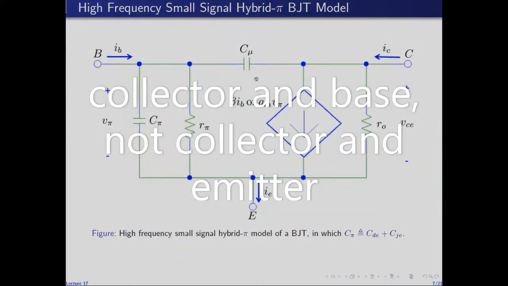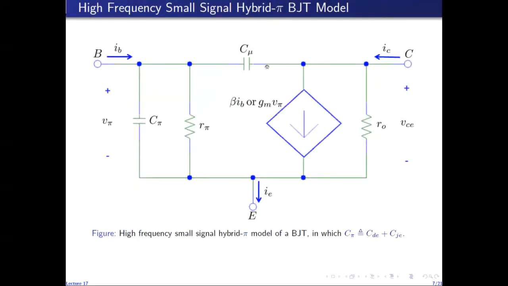So at low frequencies, at frequencies in the mid-band range or in the low frequency range, the base and collector terminals were isolated. But at high frequencies, because of the small capacitive reactance associated with this C mu, we cannot assume them to be isolated anymore. And hence they get coupled through this capacitance C mu.